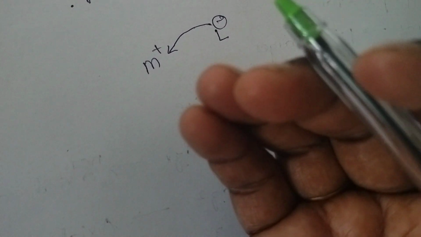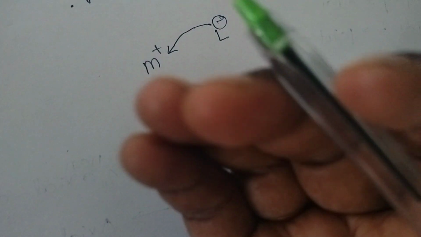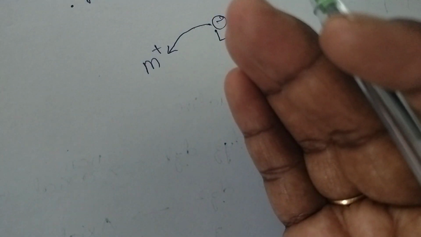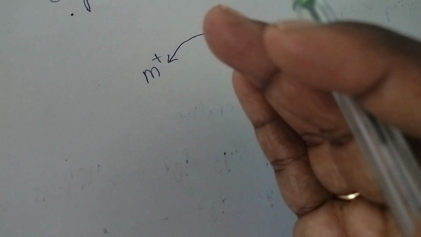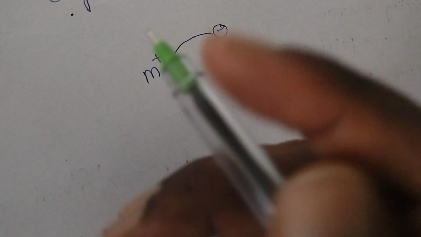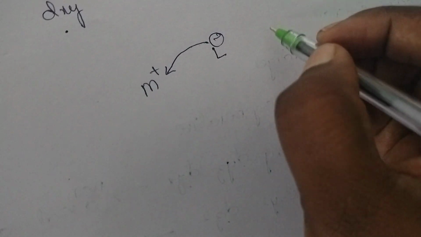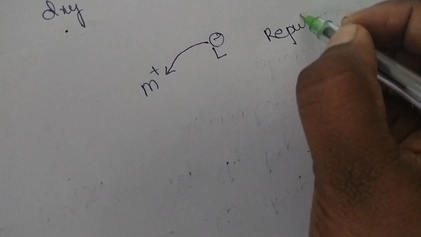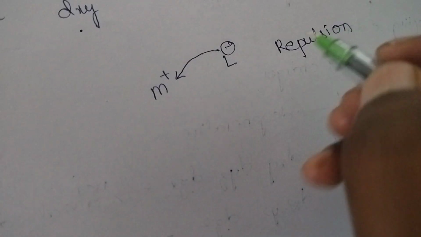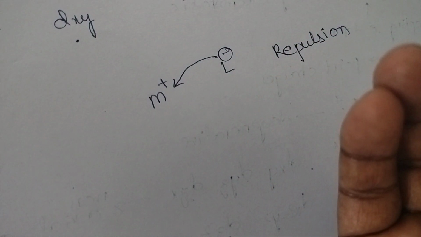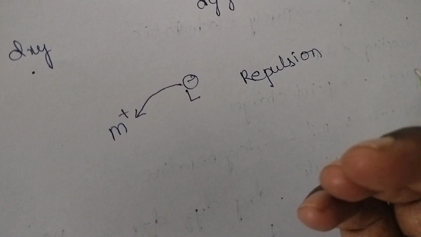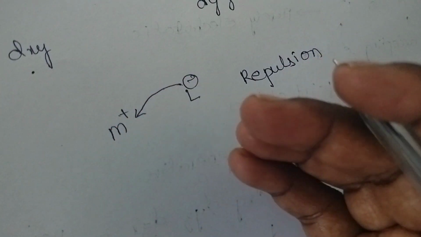So there occurs a repulsion between the metal ion and the ligand, that is, between the d orbitals present in the metal ion and the ligand. Why repulsion? Because the electrons in the metal ion and the electrons in the ligand lead to repulsion between the d orbitals of the metal ion and the ligand.